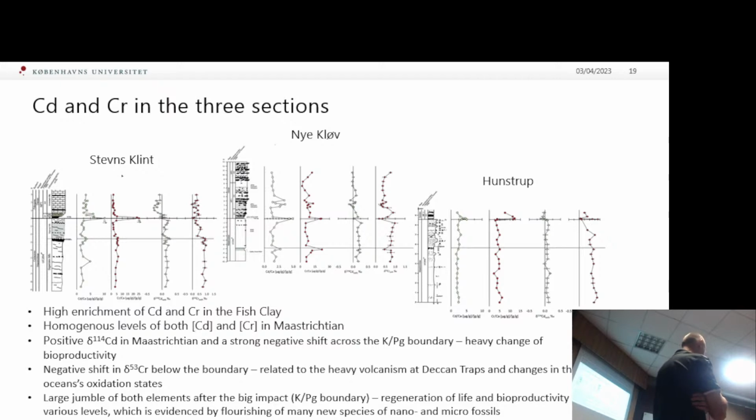Yes, what are the lowest values that you get at the KT boundary? The lowest cadmium isotopes are around 0. That nadir is 0, but after the boundary, that's minus 0.3. So it's lower than the input from the crust? Yeah. How do we explain that? This we don't know how to explain.